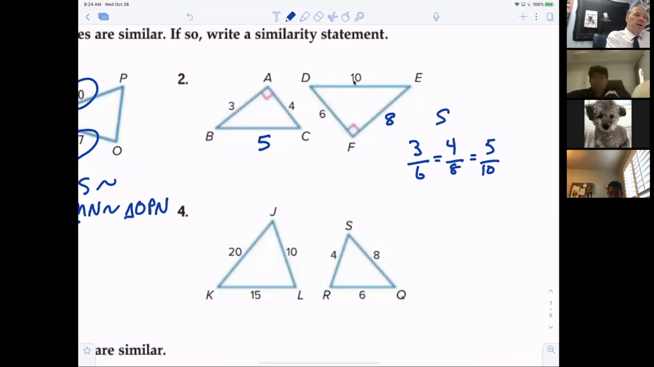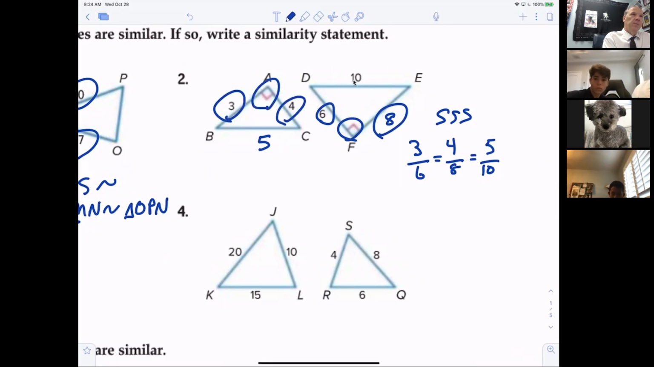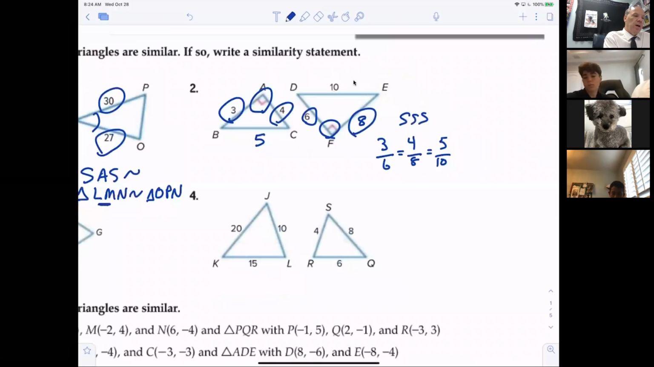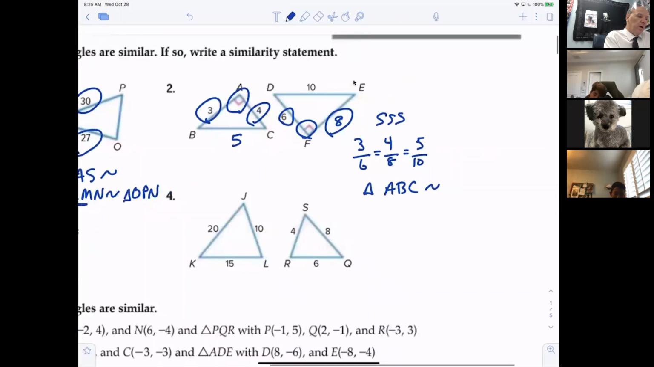All right, so I could say side, side, side. I could also say in this case, side, angle, side. Everybody good on that? All right, so now we have triangle ABC is similar to, A is the right angle, so it's definitely F. Then it's the short side. Does everybody agree? So F, D, E. And notice how 3 really isn't the short side, right? See how they're trying to mislead you?